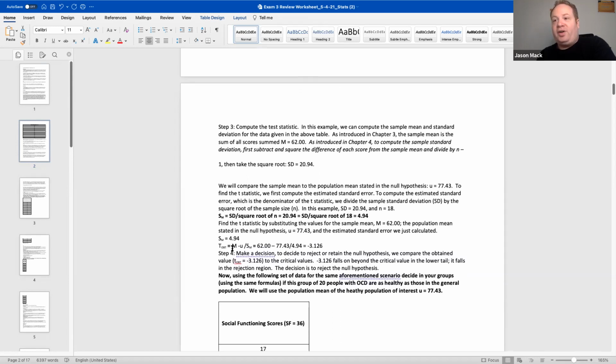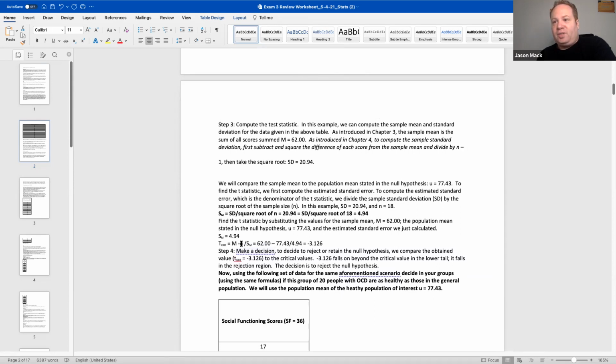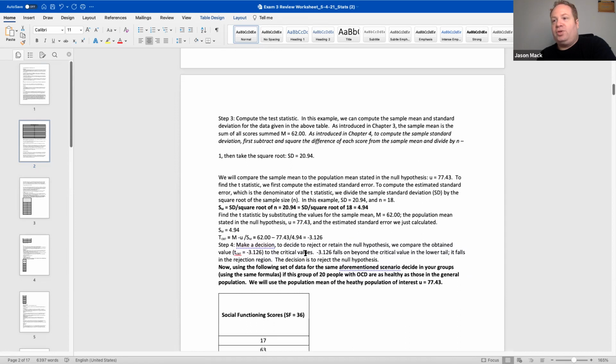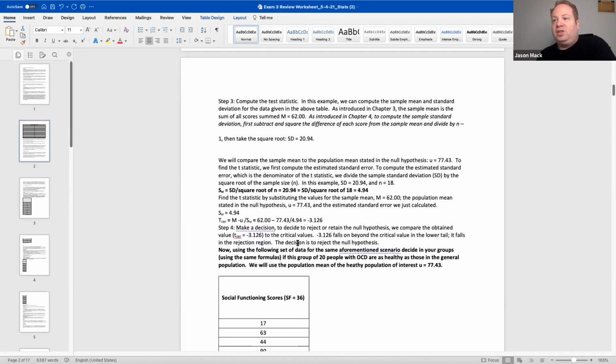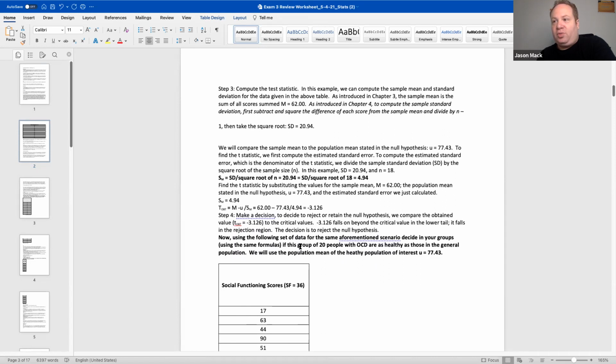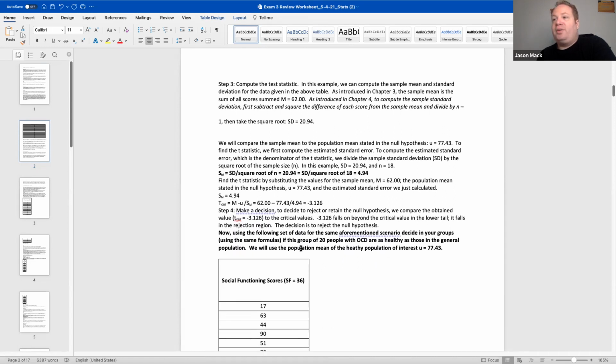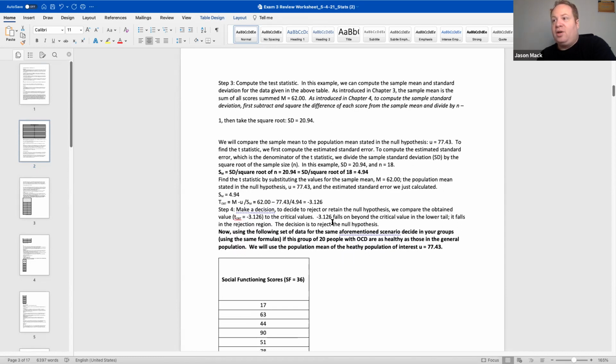The t obtained value is the sample mean minus the population mean, divided by the standard error. So that's 62 minus 77.43 divided by 4.94, which is negative 3.126. Step 4, make a decision to reject or retain the null hypothesis. We compare the obtained value, negative 3.126, to the critical values. Because this falls beyond the critical value in the lower tail on the left-hand side, it falls into the rejection region. The decision is to reject the null hypothesis.